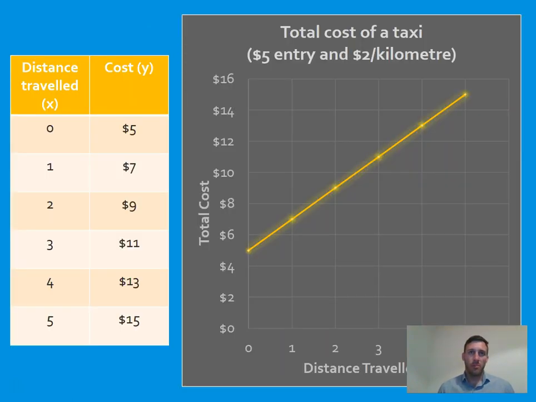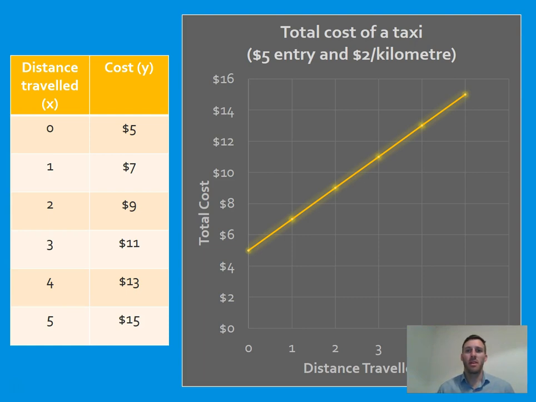Here I've got the table from our taxi example where it was $5 entry and $2 per kilometre. On the left you'll see the table that we used, but on the right you'll see a graph of the cost of the taxi, the total cost. You'll notice that we can extract data from the chart that we couldn't from the table.